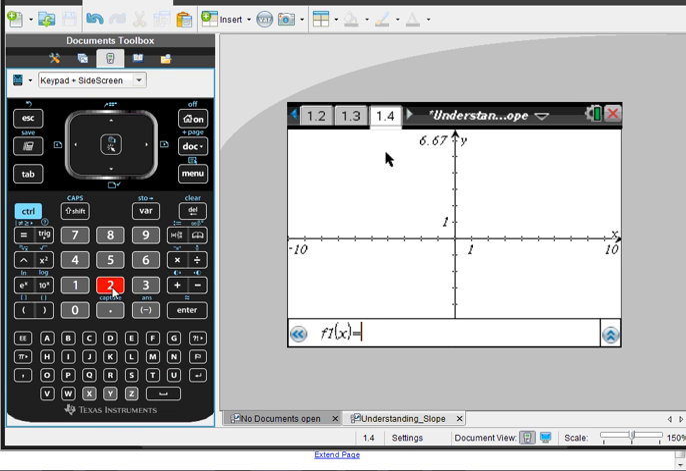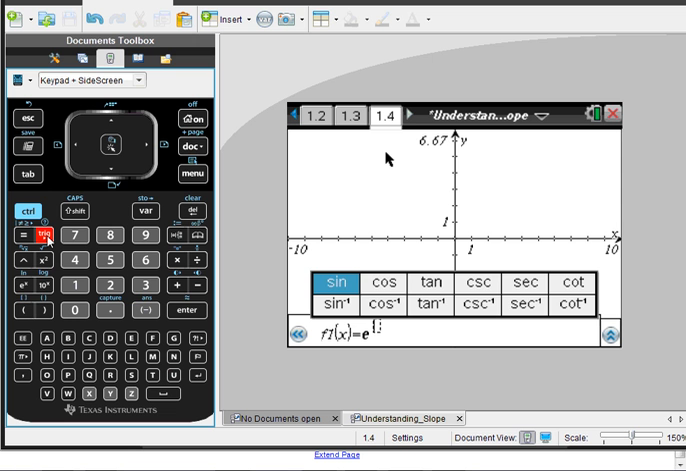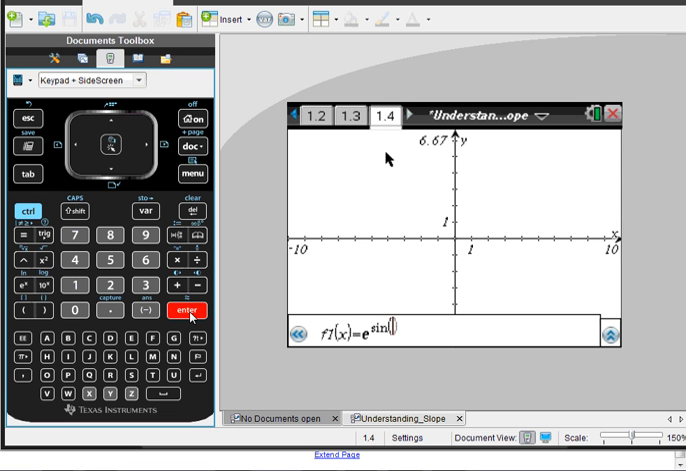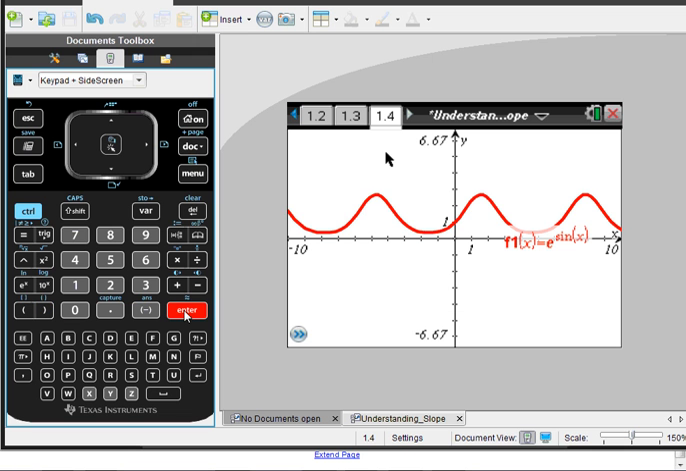So where's e? There it is. And then it goes up there for me, and then trig, sine of x. So I press enter, and then I have to put an x in. I like it, it knows that we need another parenthesis there. So it reminds you, and if you forget, it's okay. And then we just press enter. That's kind of a cool graph. I've never seen that graph.